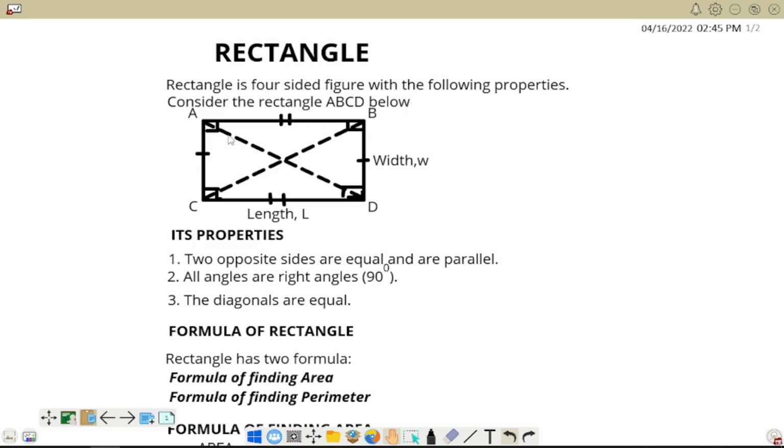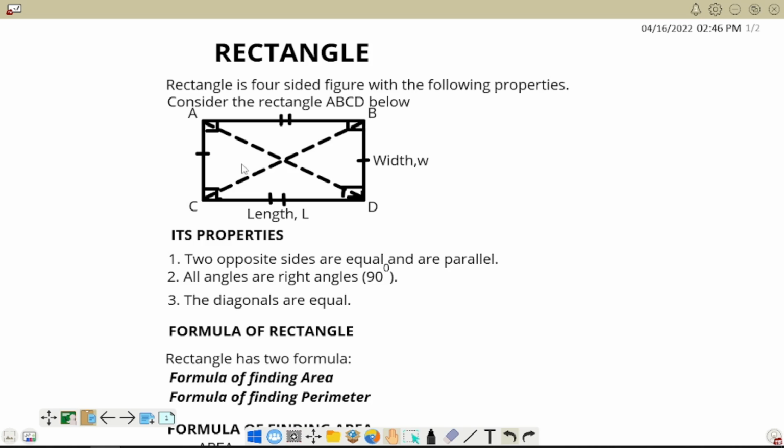And also inside this rectangle there are right angles. So a rectangle has four right angles, and each right angle has a value of 90 degrees. So here there is 90 degrees, also here there is 90 degrees, and also here, and also here, making a total of 360 degrees. So any rectangle has a total of 360 degrees.